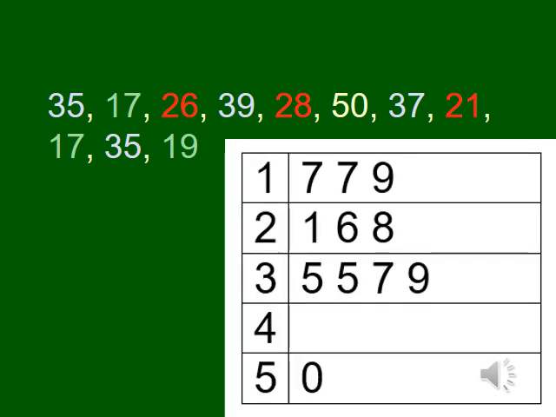Again, there are no 40s, so I just leave the space after the 4 blank, but there is a 50, that's why I put a 0 after the 5. And that's my completed stem and leaf plot. Here's just another version of the same thing.